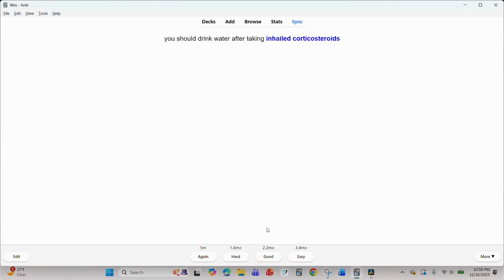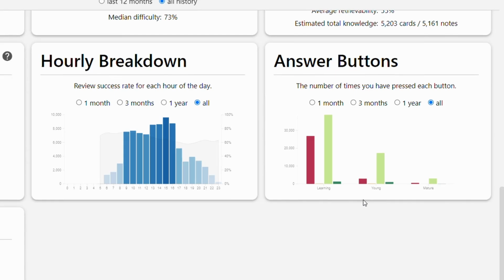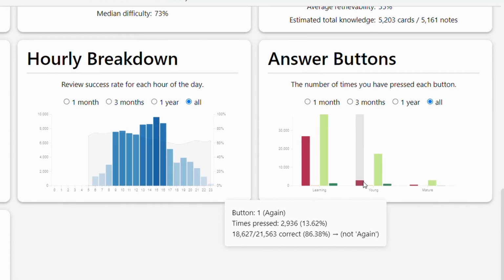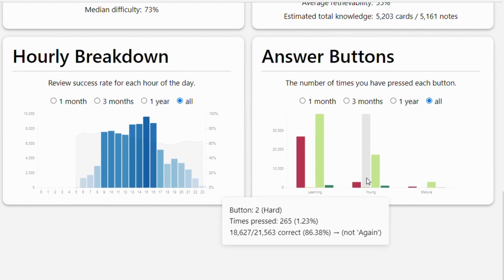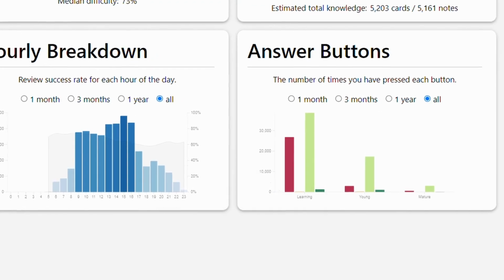Finally, we have answer buttons, and this is a very, very important statistic to monitor. You know when you're doing your reviews and Anki asks you if you need to see the card again, if it was hard, if it was good, and if it was easy? Well, the answer buttons show you what percentage of the cards that you click each of those answers on. So it's a really good way of seeing how well you are retaining the information. However, I do recommend downloading the True Retention add-on because that is a much better and simpler way of looking at those specific statistics. Now we're at the end.